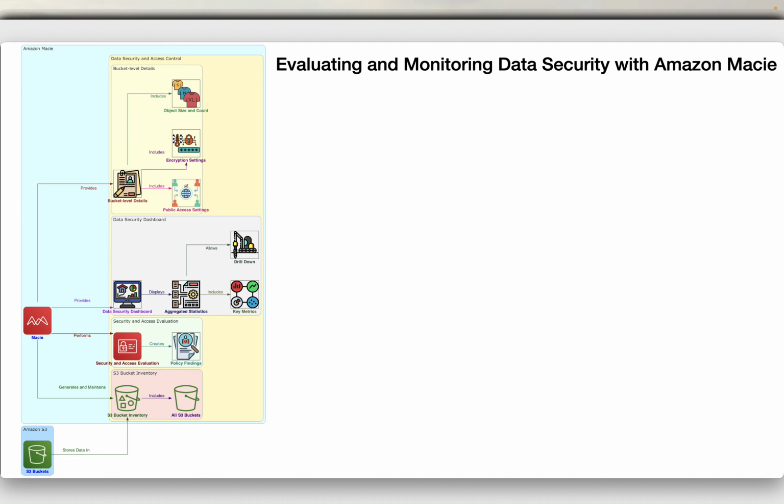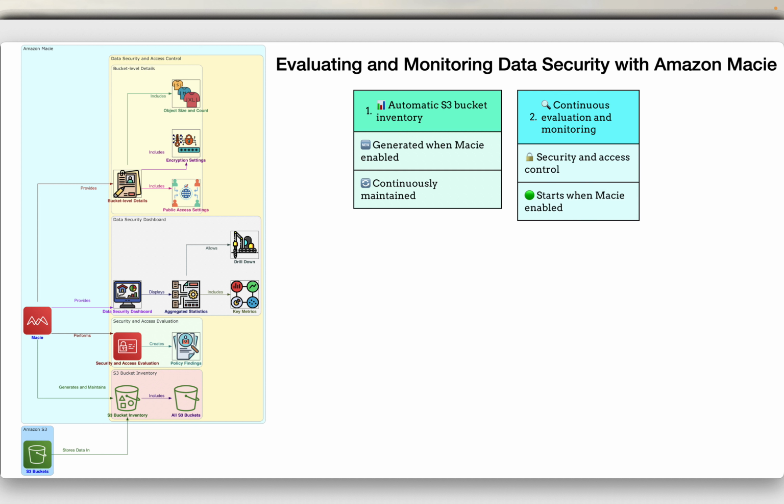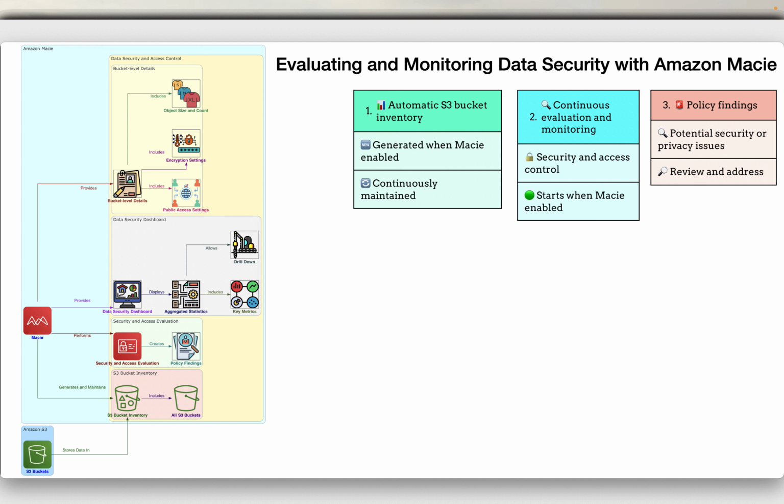Okay, next feature is evaluating and monitoring data security with Amazon Macie. When you enable Macie, it automatically generates and begins maintaining a complete inventory of your S3 general purpose buckets. Macie begins evaluating and monitoring the buckets for security and access control as soon as it is enabled. If Macie detects a potential issue with the security or privacy of a bucket, it creates a policy finding for you to review and address.